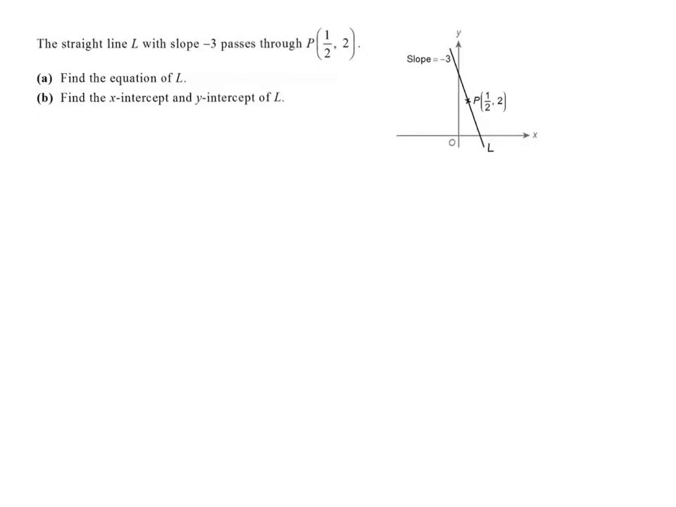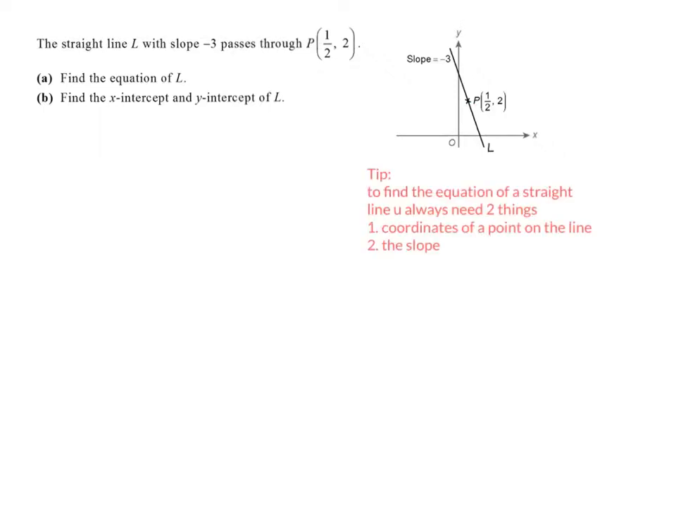Okay, so let's check out this question. The straight line, we call it L, with a given slope of -3, passes through the point. Find the equation of L. Now, here's the key point. Almost 100% of the time, to find the equation of a straight line, you always need two things. One is the coordinates of a point that the line passes through, in this case, this one. And also the slope, in this case, this one.